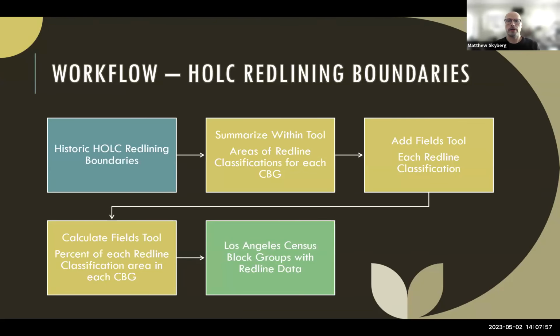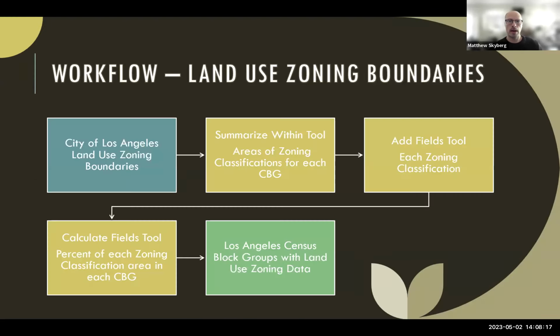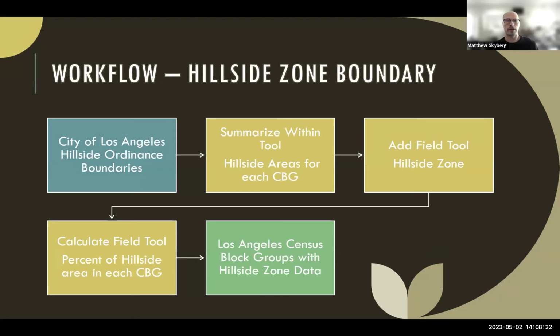Then I used the summarize within tool to determine the area of each redline classification in each census block group, and calculated the percent for each classification for all the census block groups. So in this map, we can see that the values range from 0 to 100% for each redlining classification. I used a similar workflow for the land use zoning and the hillside zoning to calculate the percentage of area for each zoning classification in each census block group.